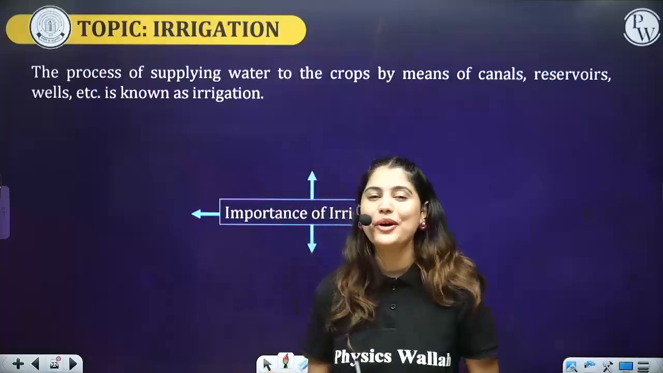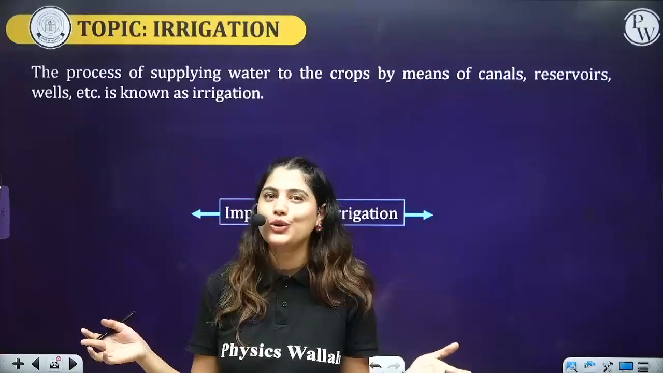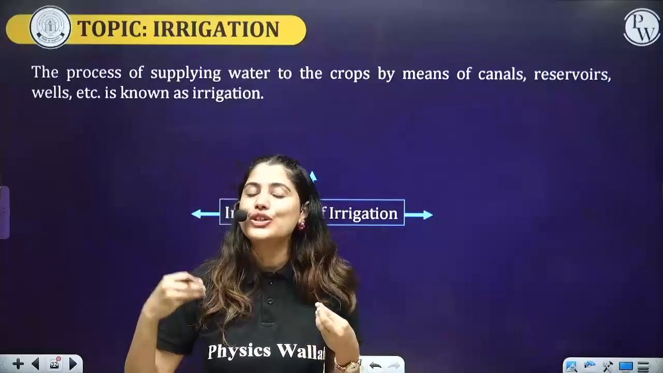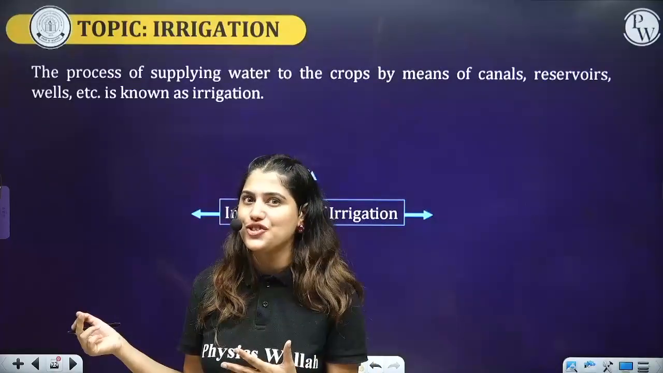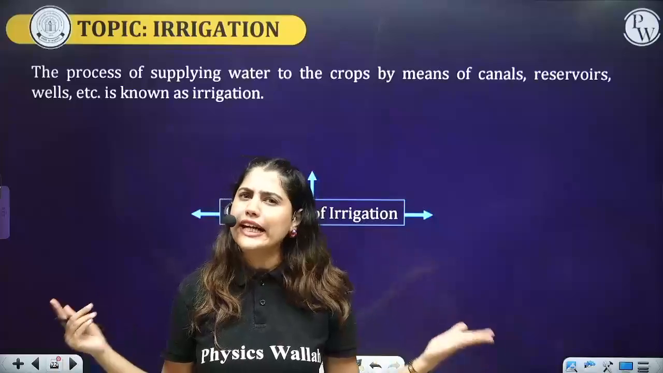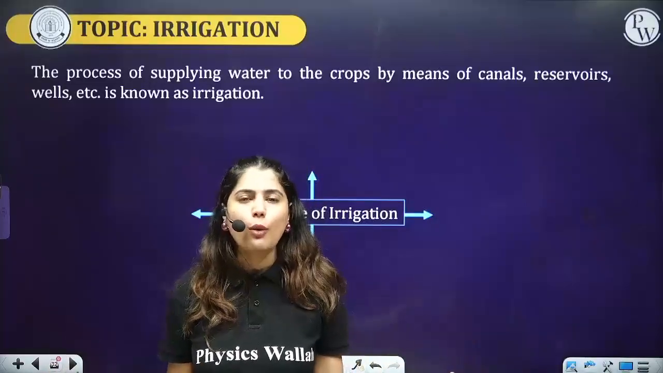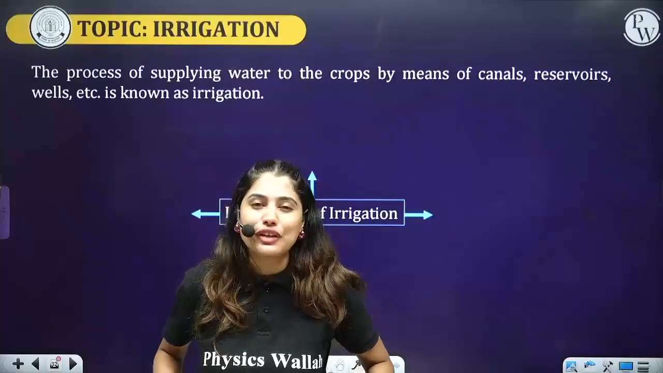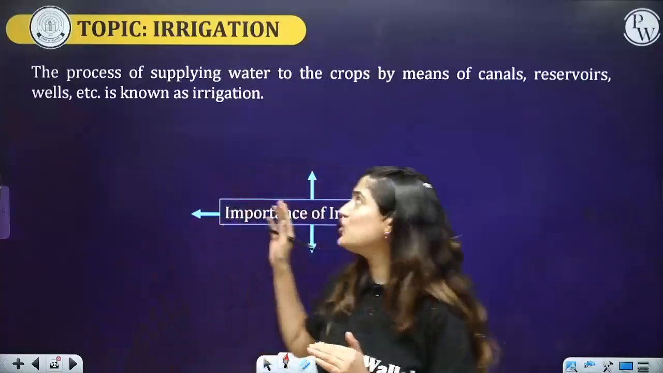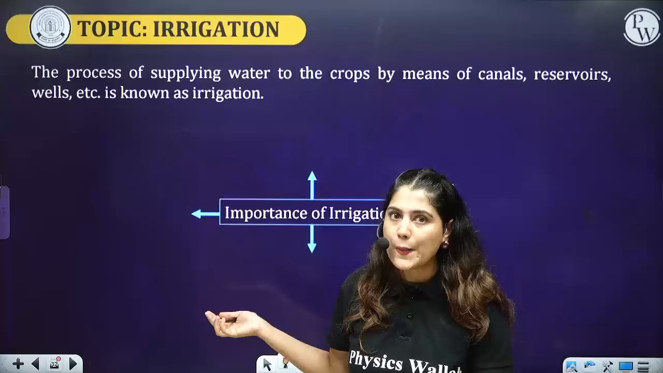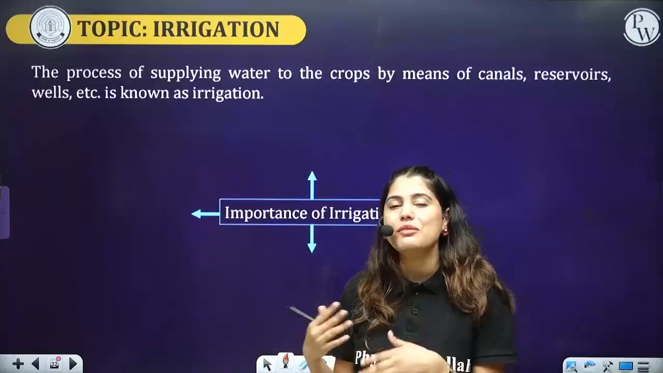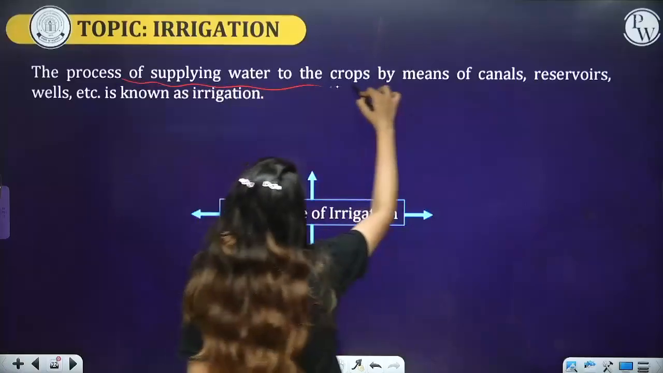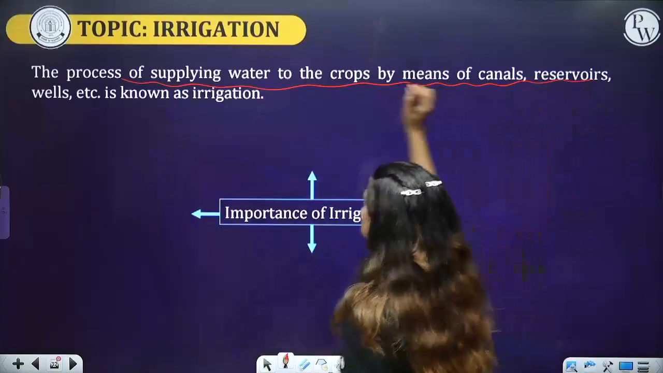Now if we talk about irrigation, basically you all know that plants require water. So the supply of water to the crops is called irrigation. Obviously, it's not like you drink water only once a day. No, ma'am, we drink it alternatively, let's say after every half an hour, whenever we feel thirsty. Similarly, for crops as well, we have to give water at regular intervals, right? So basically irrigation is the process of supplying water to the crops by means of canals, reservoirs and wells.